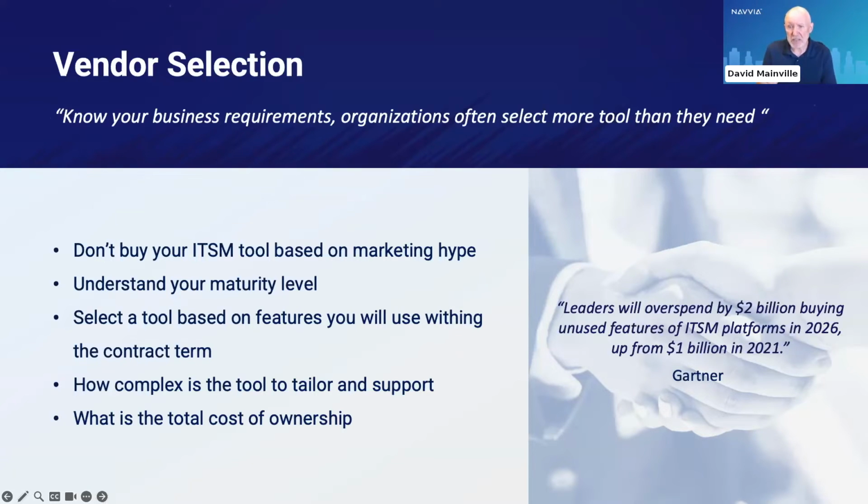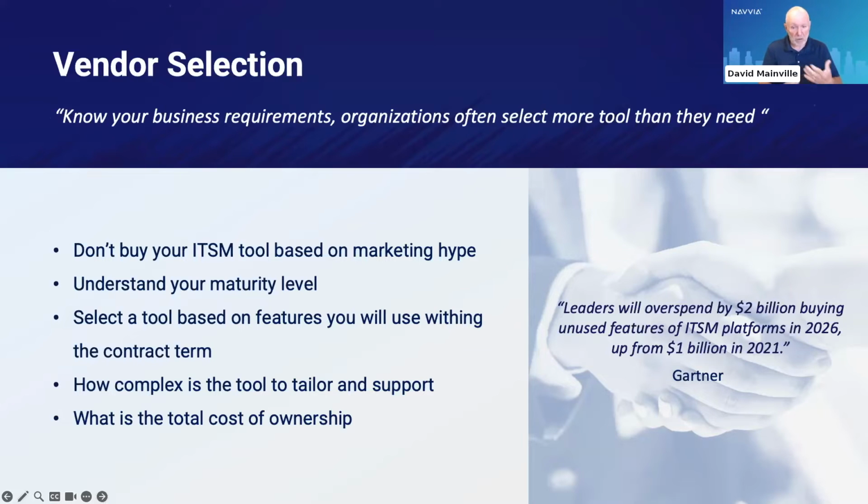So you really need to assess what your requirements are before you do the selection. And if you look at a Gartner Magic Quadrant of different products, maybe you don't want the leaders in the space. You might be better off with some of the up-and-coming innovators, or somebody who's more in the middle of the pack, because their requirements meet your needs and they're also less expensive, right? So don't buy your ITSM tool based on marketing hype. You need to understand your maturity level, and you need to select a tool that's based on features that you're going to use within the contract term.